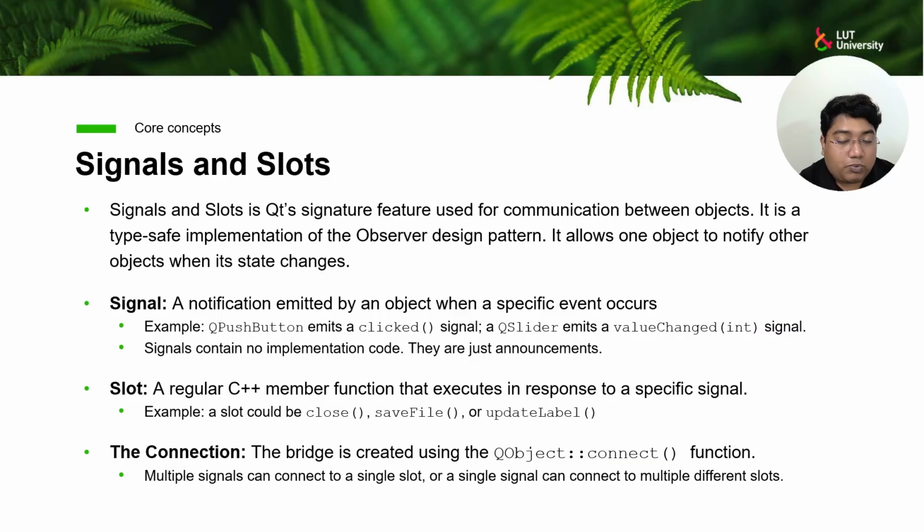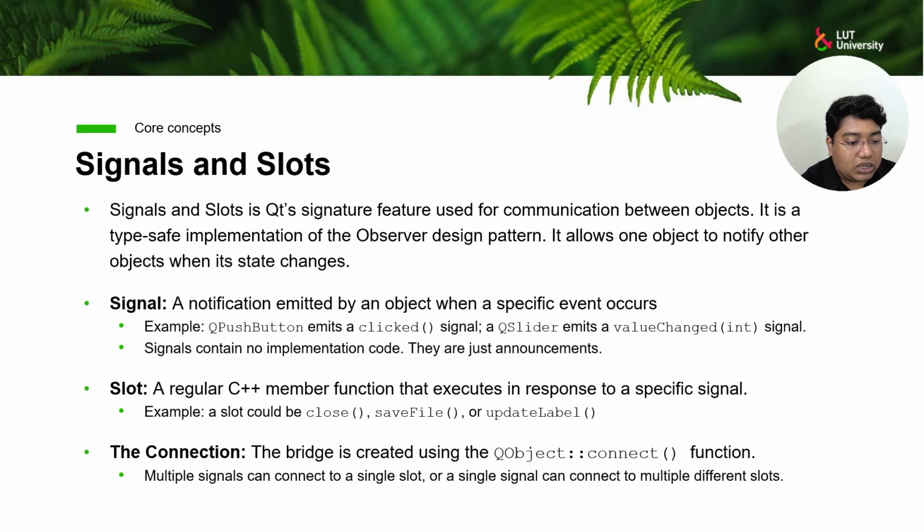Okay, this is probably the single most important concept in Qt. Everything else builds on top of it. Qt introduces a communication mechanism called signals and slots. Imagine you have a push button. When the user clicks it, the button doesn't know what your application is supposed to do. Its job is simply to announce that something happened. That announcement is called a signal.